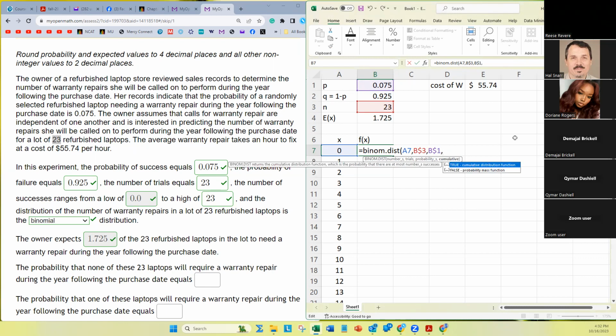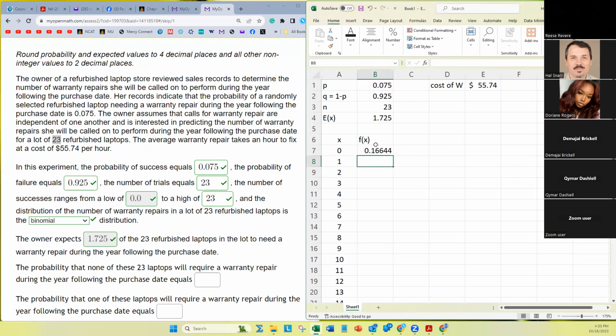I want the probability mass function, or do I want the cumulative? I want the probability mass distribution. So I'm going to do false. In other words, I just want the probability. I want the probability that X equals 0, not the probability that X is less than or equal to 0, right? If I want the probability that X equals 0, I type false. If I want the probability that X is less than or equal to 0, I type true, right?